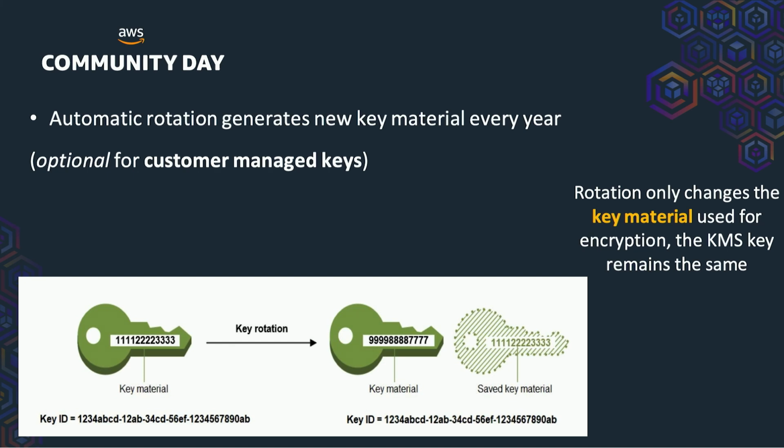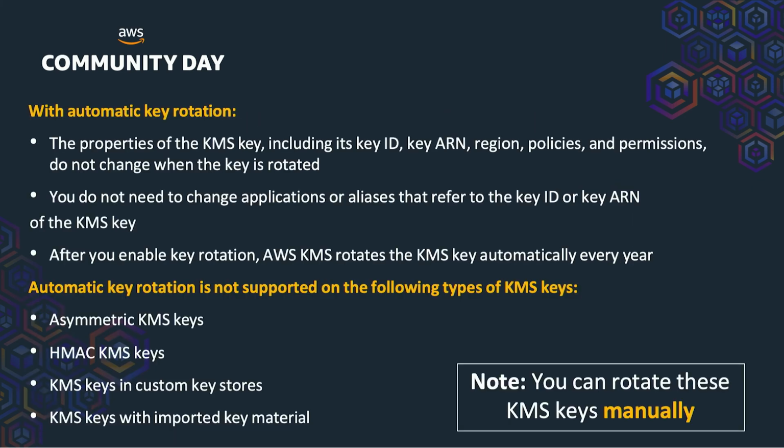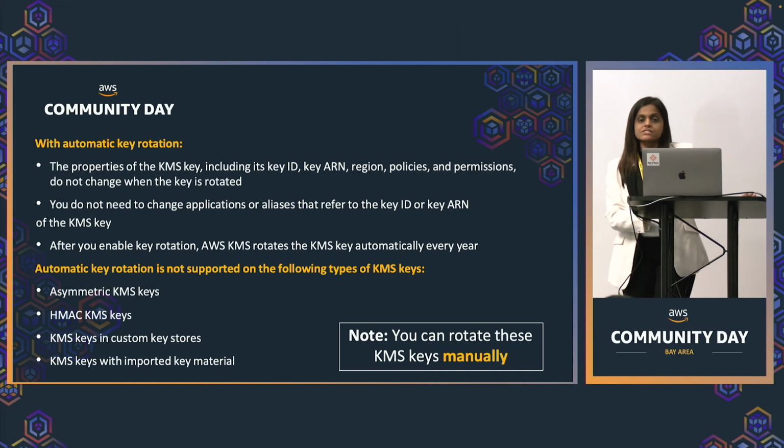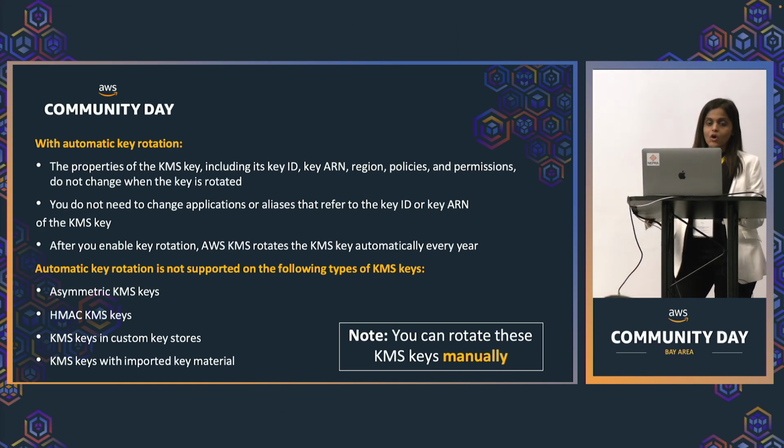So we have to always make sure that we use an alias. If we are not using this kind of rotation, then we have to use an alias for our keys. Otherwise, you have to go and change your application every time you rotate your keys. This is the same for automatic key rotation and manual key rotation. With automatic key rotation, properties of the KMS key including key ID, ARN, region, policy and permission do not change when the key is rotated. Whereas in the case of manual key rotation, they will change. So every time you have to go and change your application code.